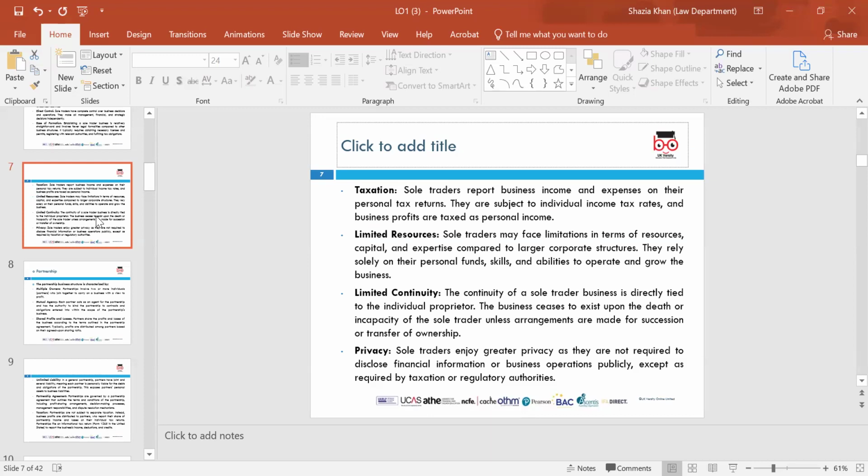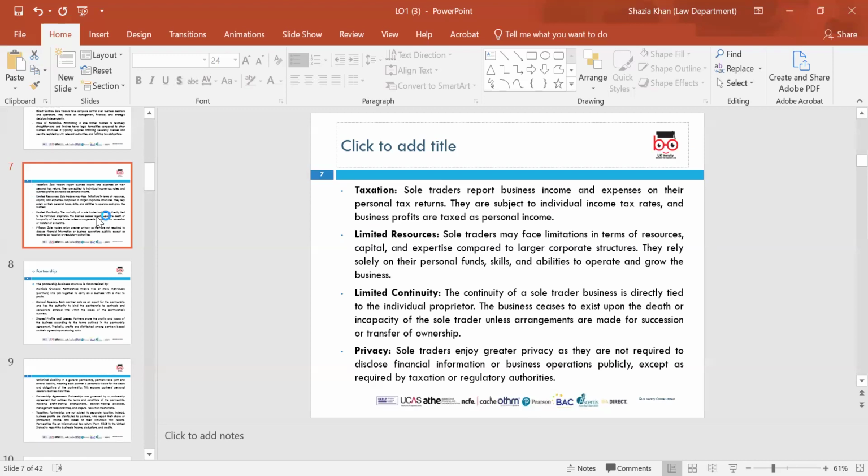Limited resources. Sole traders may face limitations in terms of resources, capital and expertise compared to larger corporate structures. They rely solely on their personal funds, skills and abilities to operate and grow the business. So if you want to grow your business, you would have to use your own finances to try to make the business more expandable.